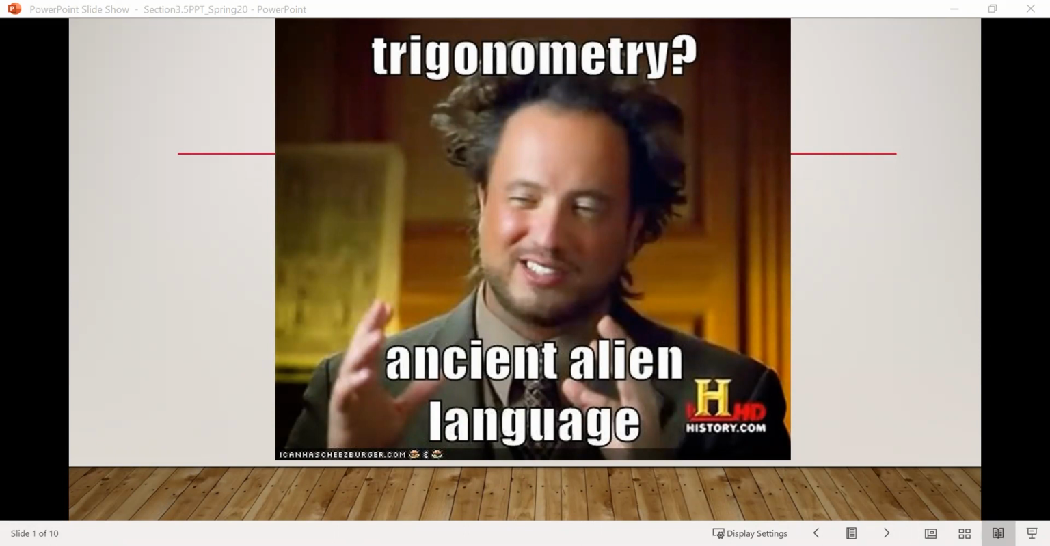And in section 3.5, we're going to start to talk about derivatives of trig functions. So that's where this meme you see here is coming in. We're going to take it back to good old Math 142, which I know so many of you love so much, and talk about some trig.